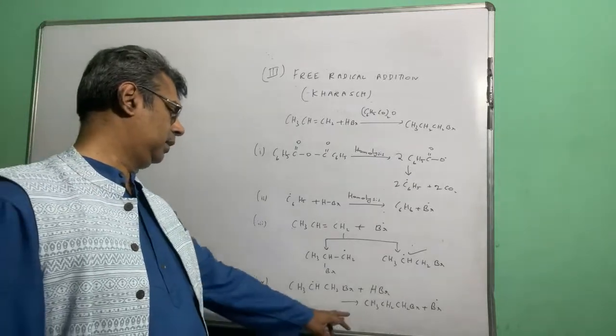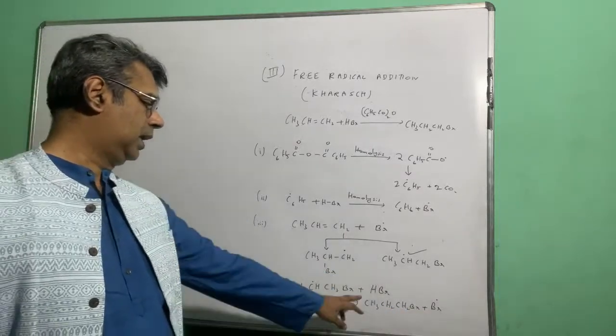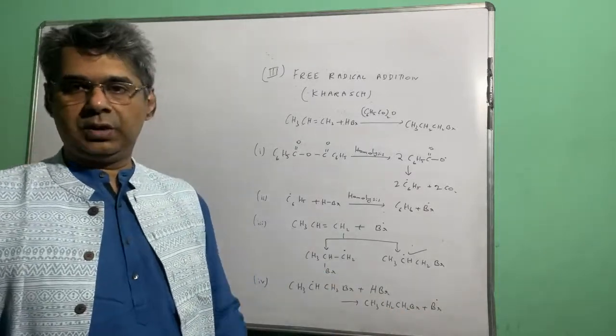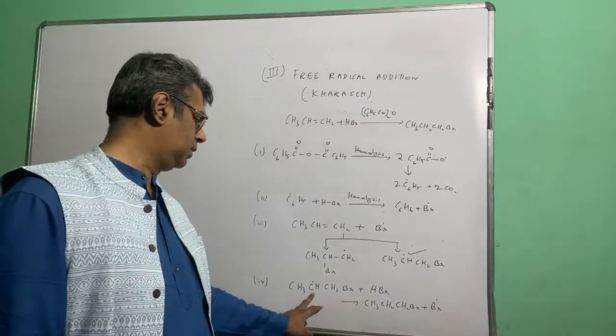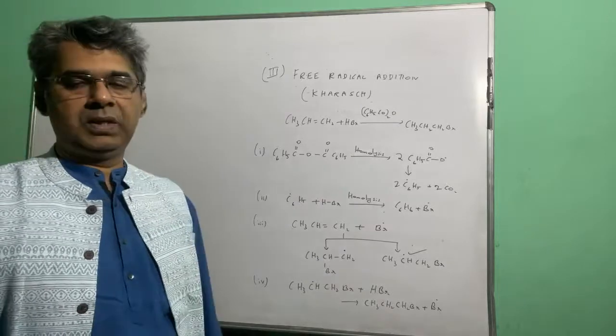Yeah, you will get CH3CH2CH2Br plus Br dot, right? So this HBr will split into H dot and Br dot. H dot will get attached here and you will get out Br dot. So you can see that this is the mechanism.